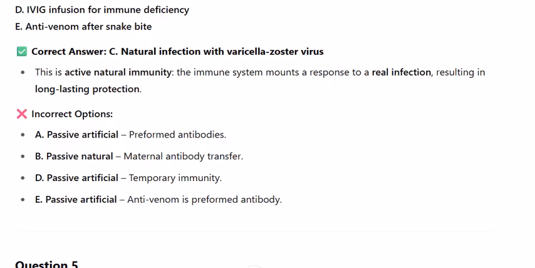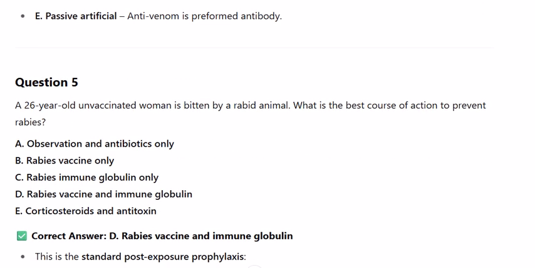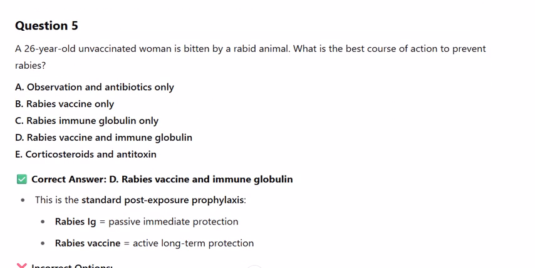Question 5. A 26-year-old unvaccinated woman is bitten by a rabid animal. What is the best course of action to prevent rabies? A. Observation and antibiotics only. B. Rabies vaccine only. C. Rabies immune globulin only. D. Rabies vaccine and immune globulin. E. Corticosteroids and antitoxin. Correct answer D.